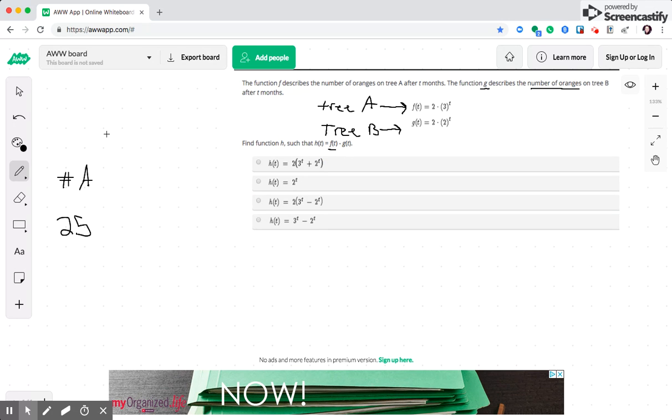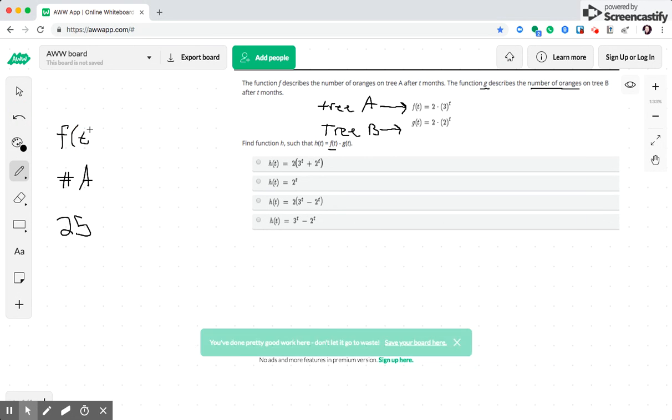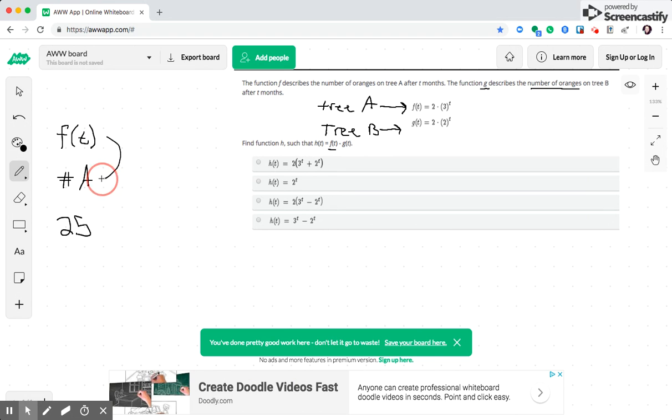So it's f of t. We'll put this up here. F of t is just the number of oranges on tree A. And let's pretend, this is hypothetical, that's just 25. Say we know how many oranges were on tree A. It was 25, okay? So I'm just writing different ways to write what f of t could be. It's very hypothetical. And they're saying, okay, find function h such that it's f of t minus g of t.